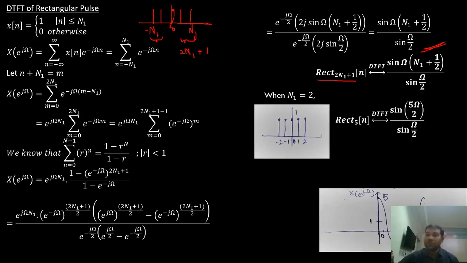If I substitute a few values for omega, omega equals 0, then omega equals pi, and then omega equals pi by 2, I can substitute a few values like this, and then this is how my DTFT or the spectrum looks. This is how my magnitude spectrum looks. Since there is no imaginary term here, this is the same as the magnitude of X of e power j omega. So for a rectangular function, this is how my DTFT looks.